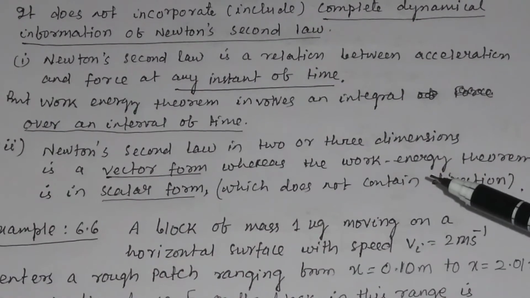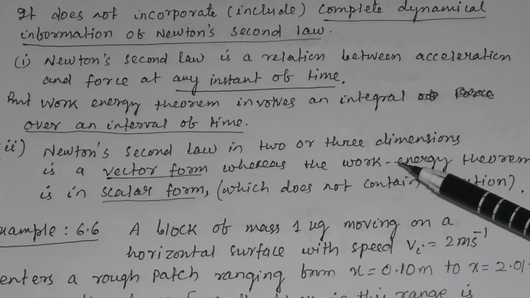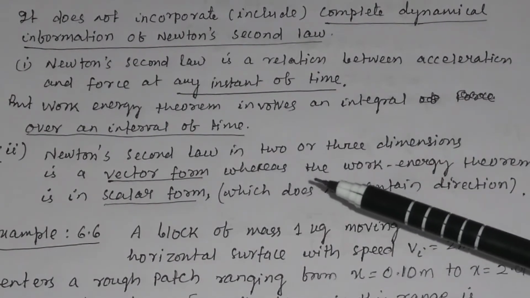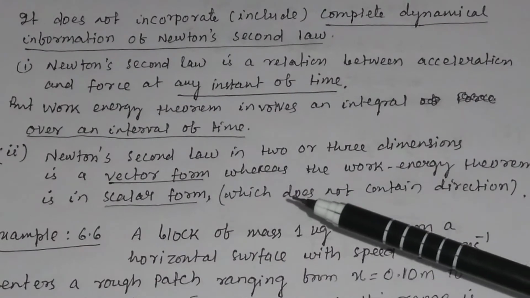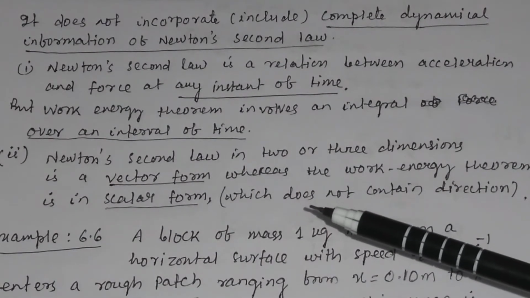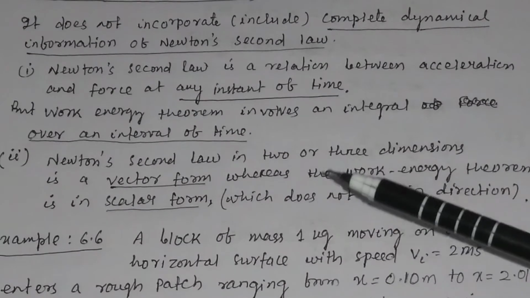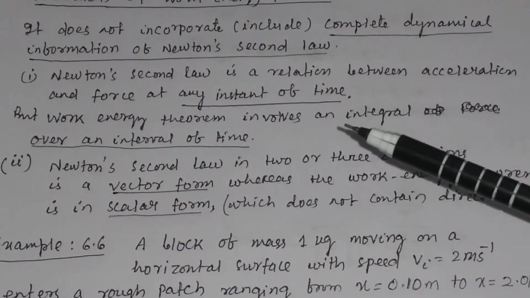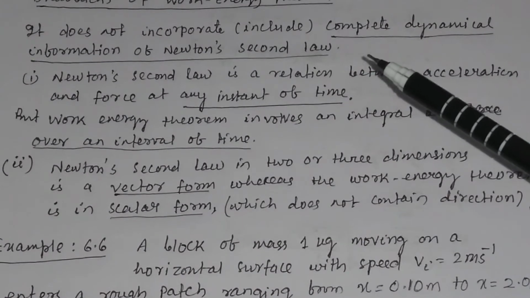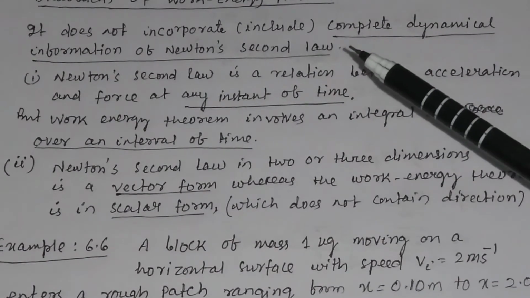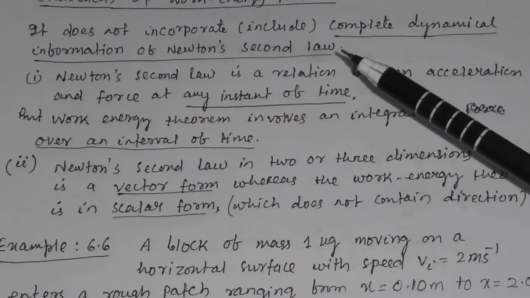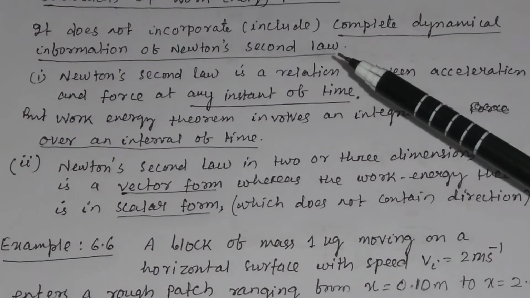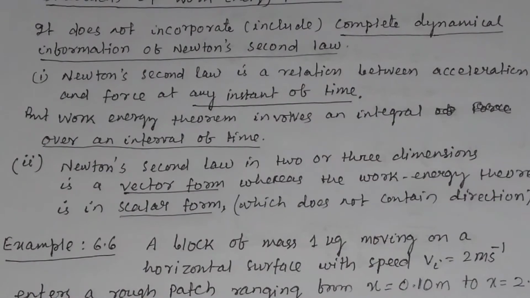And the second important thing is, Newton's second law in 3 dimensions or 2 dimensions is in vector form, whereas the work energy theorem is in scalar form, which does not contain any direction. So this is the basic difference between the two. We generally take Newton's second law, but the work energy theorem does not carry the complete dynamical information of Newton's second law.